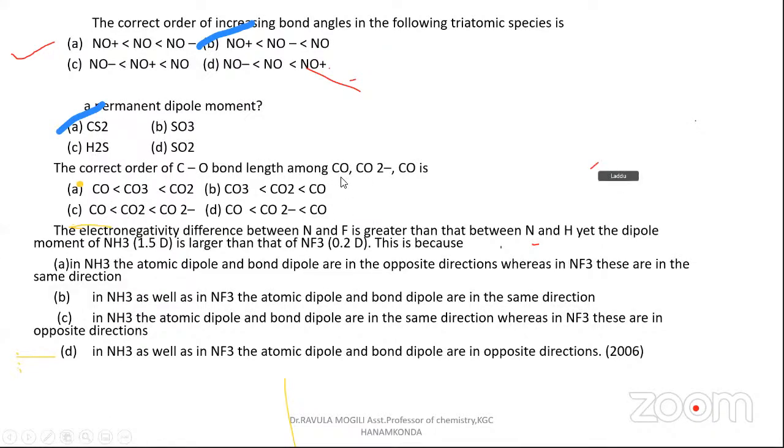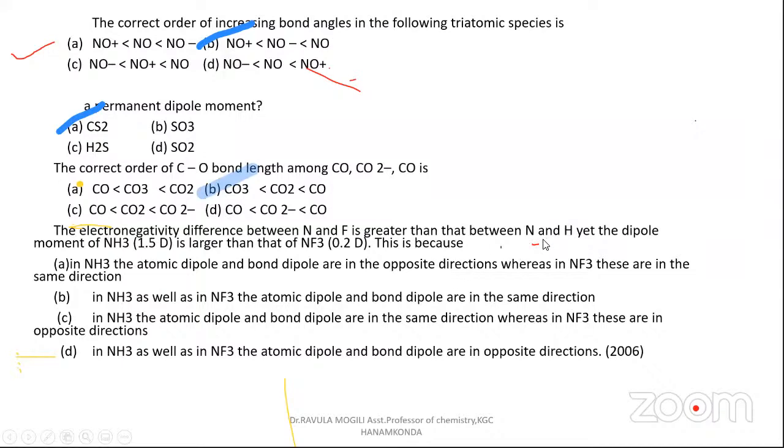In CO, bond order is 3. CO2 bond order is 2. CO3 2- bond order is 1.5. So 1.5, this is 2, this is 3. So bond order, it is the correct order. B is the right answer. The remaining questions will be discussed later.